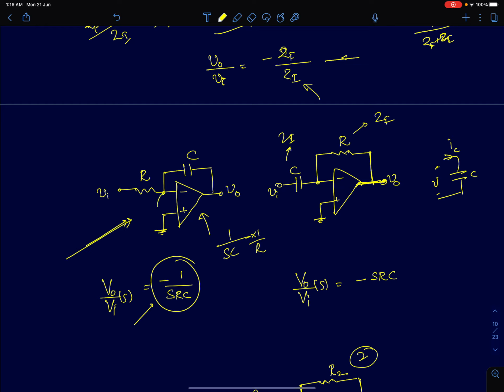So we said this node comes to virtual ground. So the current flowing through this resistor is Vi by R. So I am using a resistor here and generating a current which is proportional to the input voltage. So that can be done using a resistor.